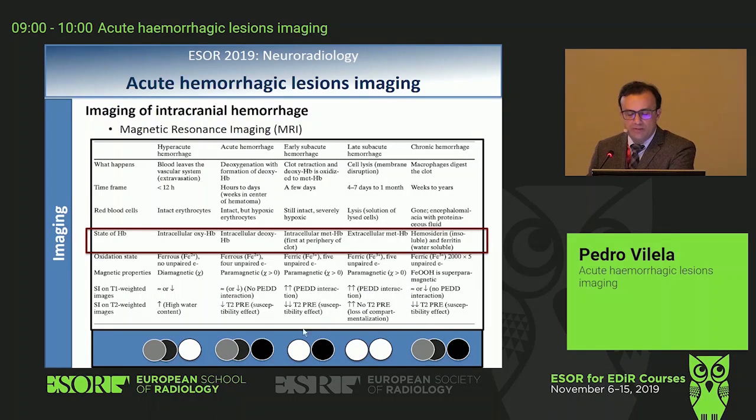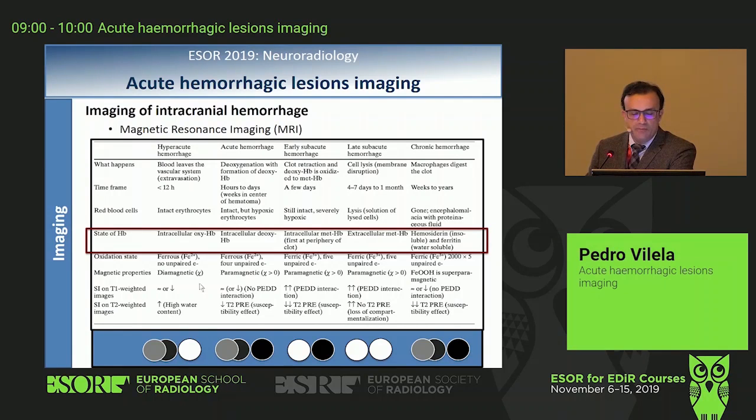So the methemoglobin starts to become hyperintense on T1 and still hypointense on T2. And as we go to the extracellular methemoglobin, it will be hyperintense on both of them. Then in the late phase, we are going to have a scar of hemosiderin that is mostly hypointense on the different sequences. The hyperacute phase, we generally don't see, but it may also cause a problem of diagnosis.